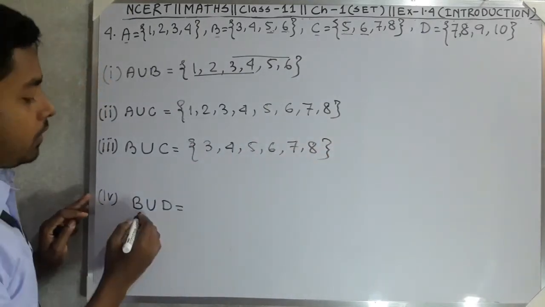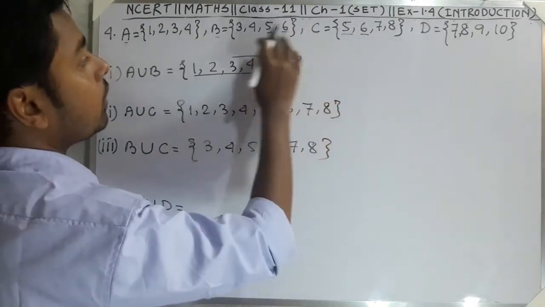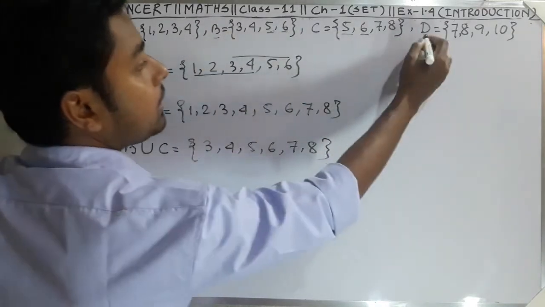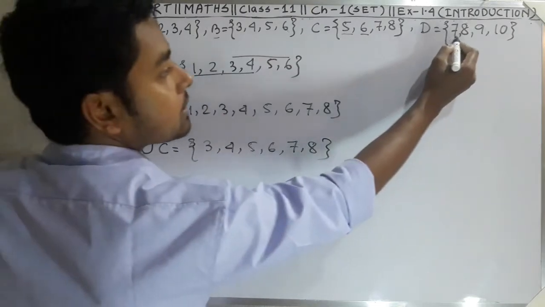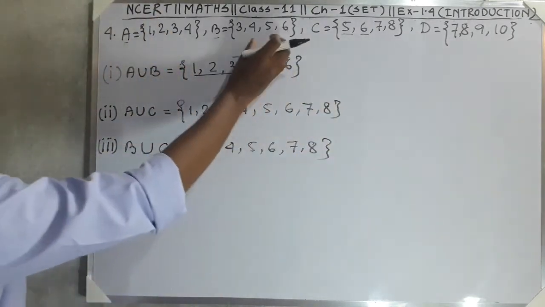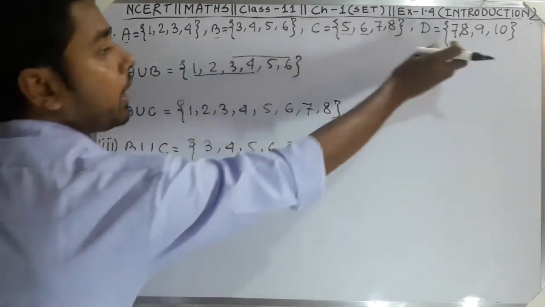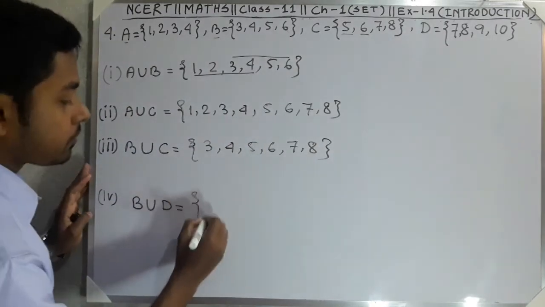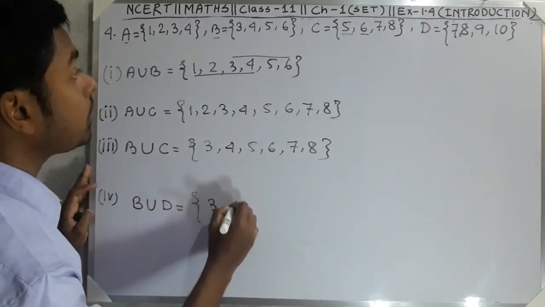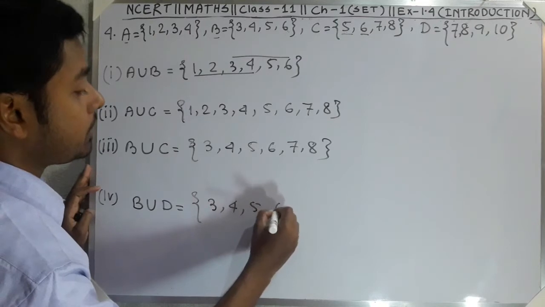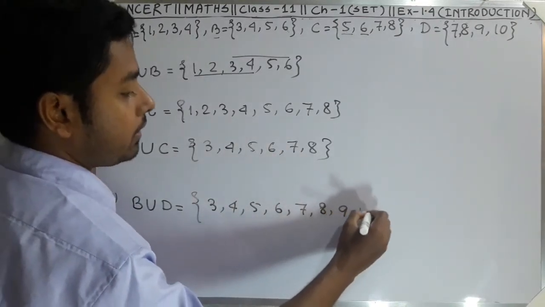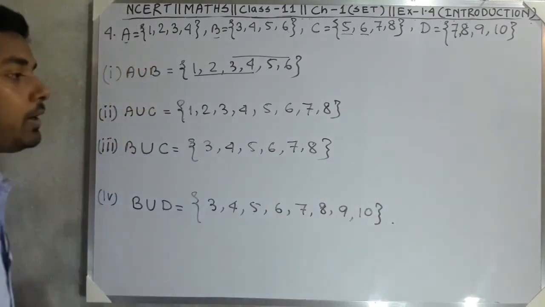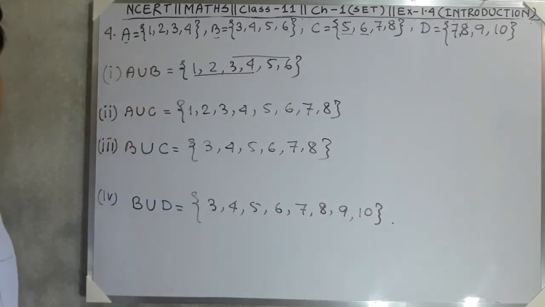Okay, now B union D. Now what do I have to do? B and D we have to take. So what are the common elements here? 3 4 5 6 and here 7 8 9 10, no common elements. So write down all the elements of B and all the elements of D. That means 3 4 5 6 and then 7 8 9 10. Okay, so very easy. Pause the video to note it down.